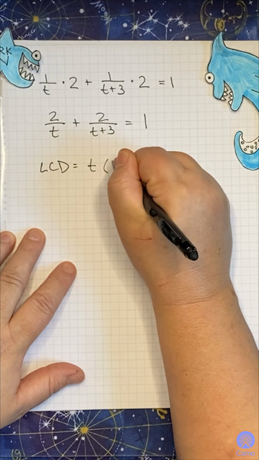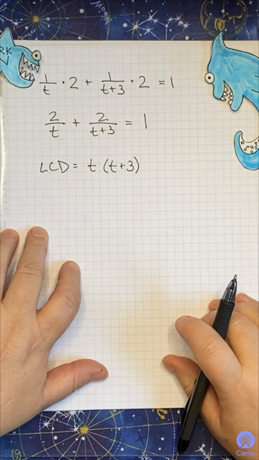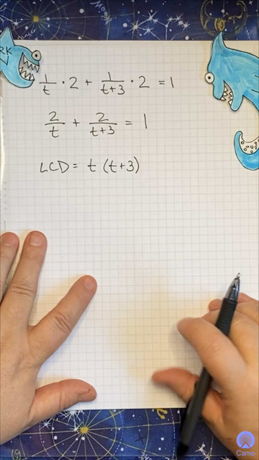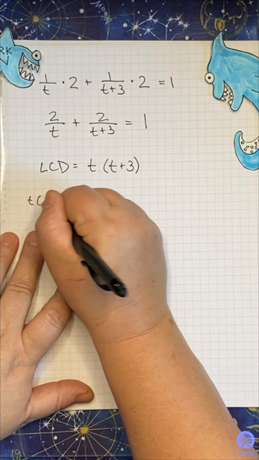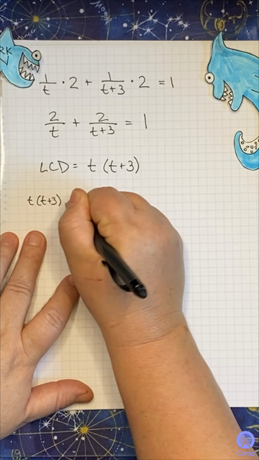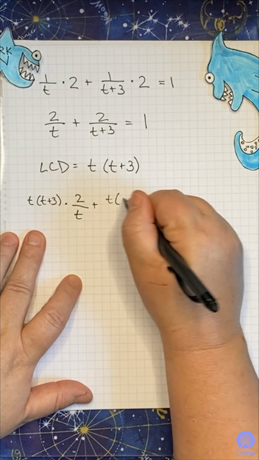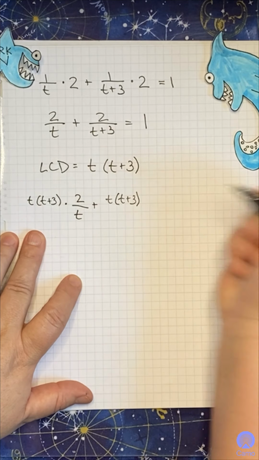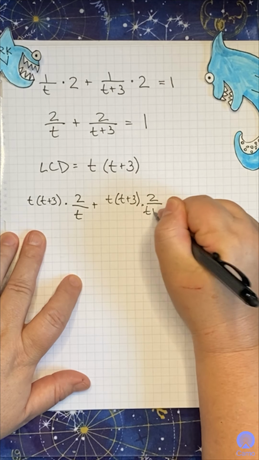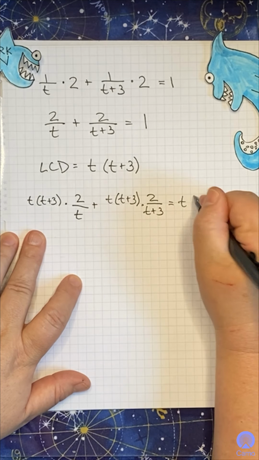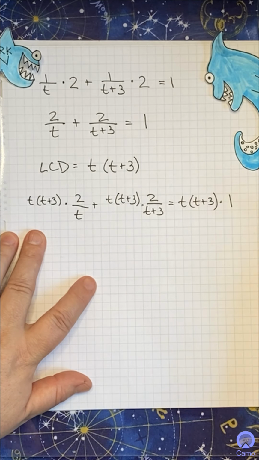I know. Everyone's like, oh, no, please don't. Yes, we're going to do it this way. Everybody's going to get one of these. So imagine Oprah here saying, everybody, look under your seats. You get a t times t plus 3. You get a t times t plus 3. Everybody gets a t times t plus 3.